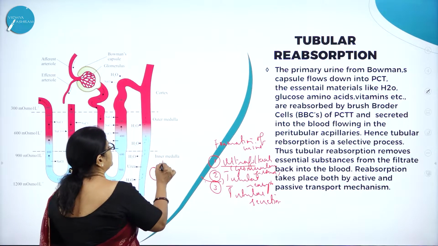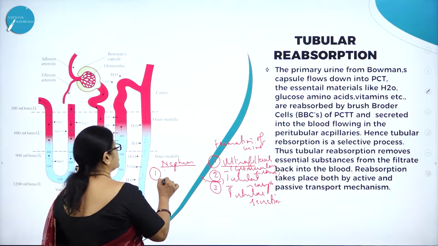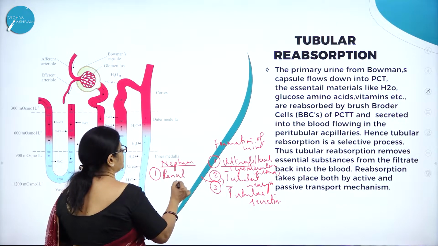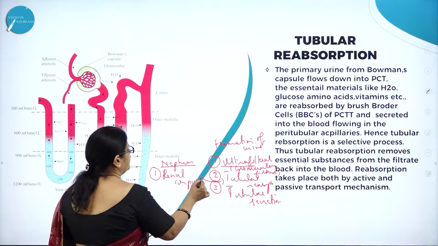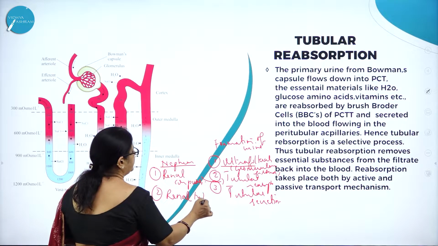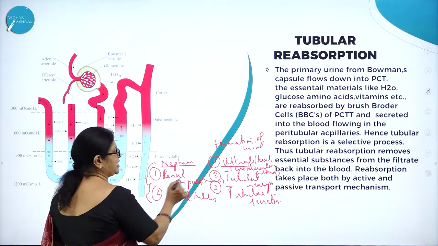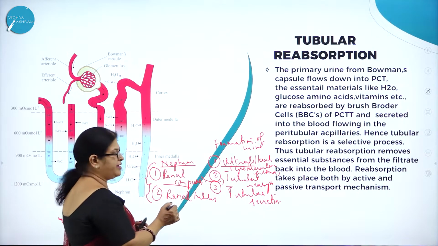As you know, the nephron is divided into two very important units. One is called the renal corpuscle, and the second one is called the renal tubules. We have already gone through the renal corpuscle, that is ultrafiltration, which takes place in the renal corpuscle.